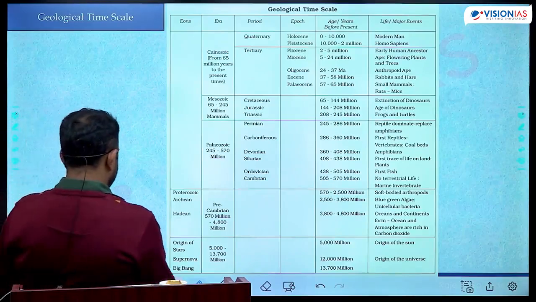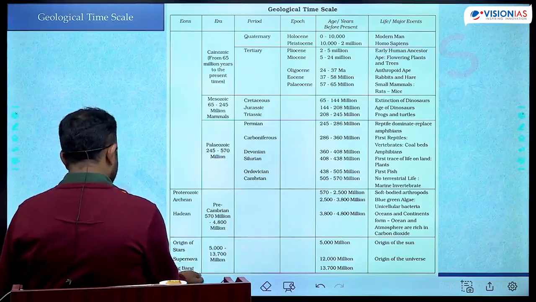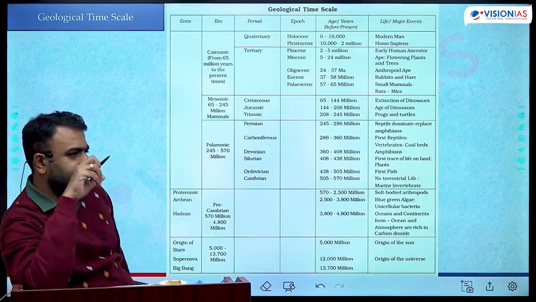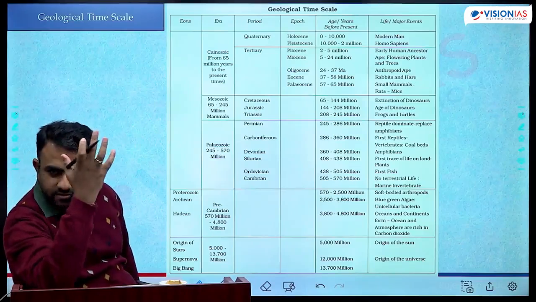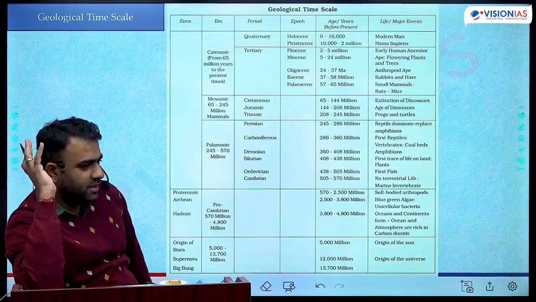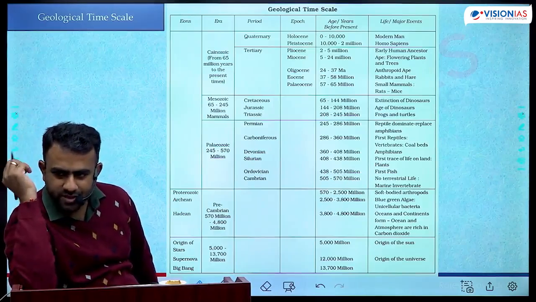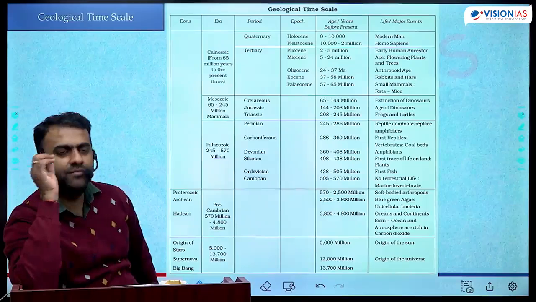So geological time scale is basically a chronology of events which are happening on the surface of earth from its origin. Only issue is that it is very difficult to imagine the human time scale. Human time scale is very, very short.